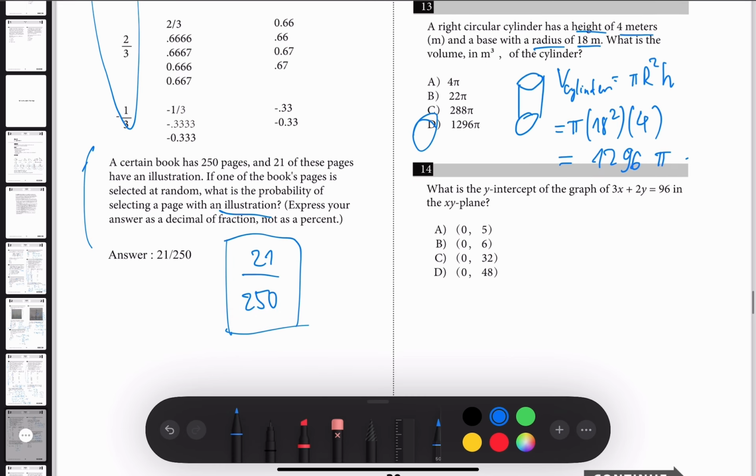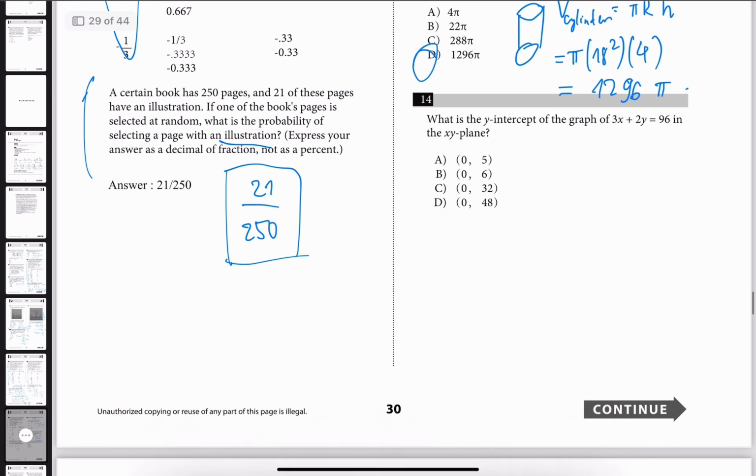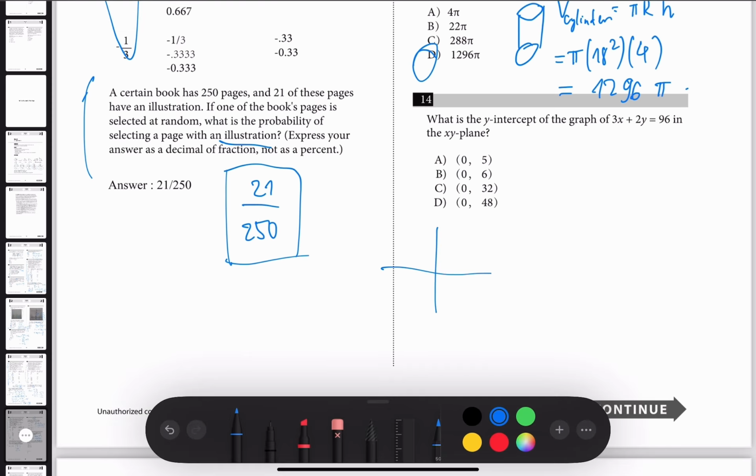So moving on to 14. What is the y-intercept of the graph of 3x plus 2y equal to 96 in the xy-plane? I will graph it in the xy-plane. This one is not the equation over here, but I just want to remind you that when the question asks for the y-intercept, it means the dot over here, and the dot is on the y-axis.